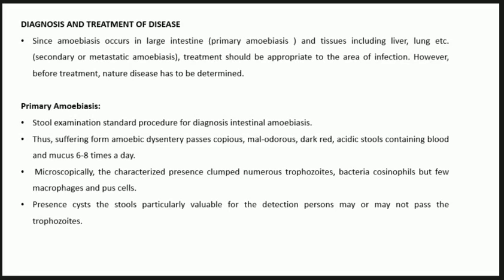In intestinal amoebiasis, we already know the symptoms: amoebic dysentery is there. The stool will be dark red and acidic, containing blood and mucus. This is the first thing observed when the stool sample is taken. Microscopically, staining will be carried out, in which they try to observe trophozoites, bacteria, eosinophils, and a few macrophages and pus cells. But basically they will see the trophozoites first of all.